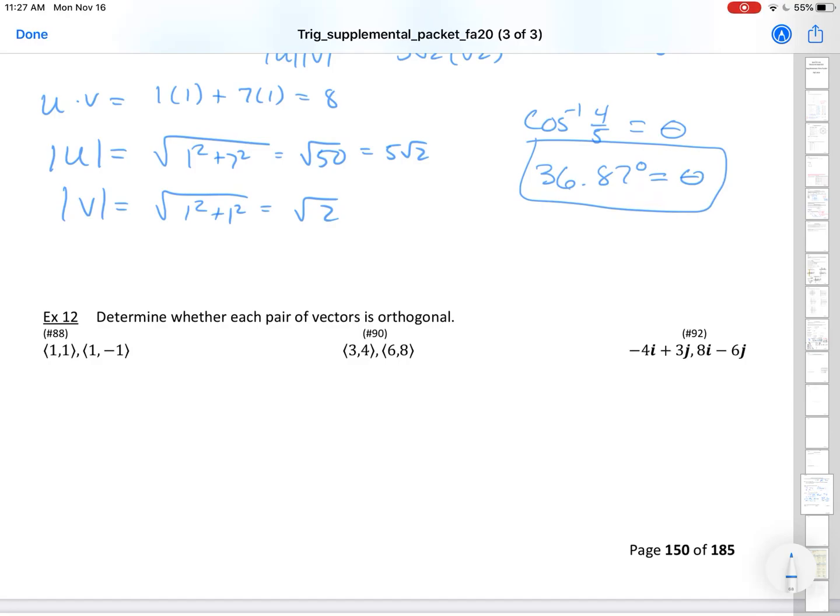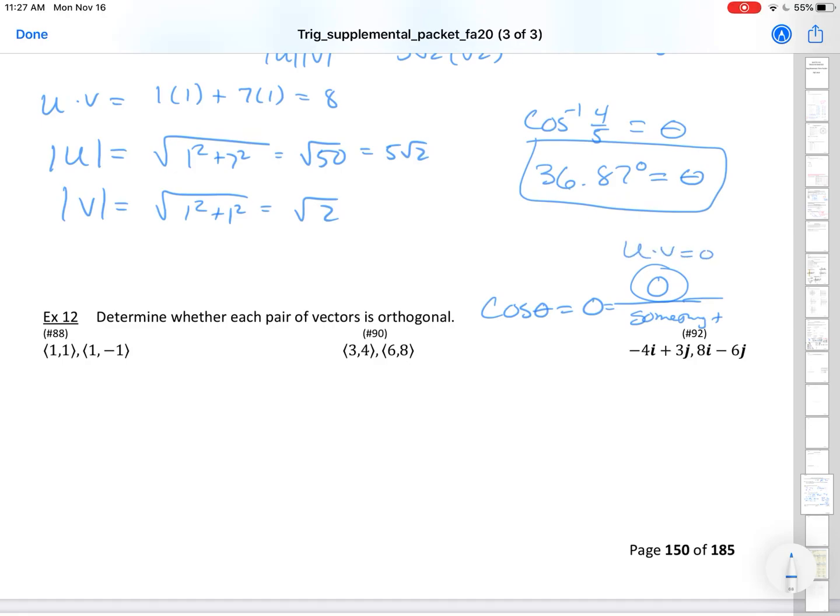Now, determine whether each pair of vectors is orthogonal. It's only orthogonal if cosine theta is equal to 0. Well, the only way cosine theta is going to be equal to 0 is if u dot v is equal to 0, because your magnitude is always going to be something positive. Never going to be 0 down there. So the only way you can get 0 is if u dot v is equal to 0.